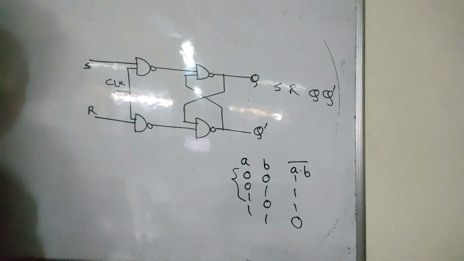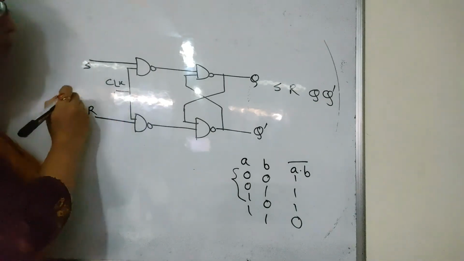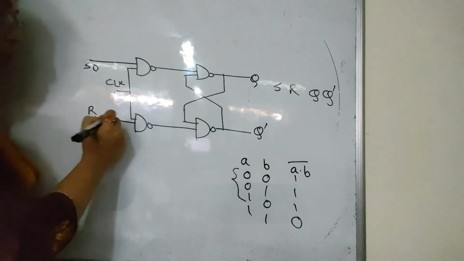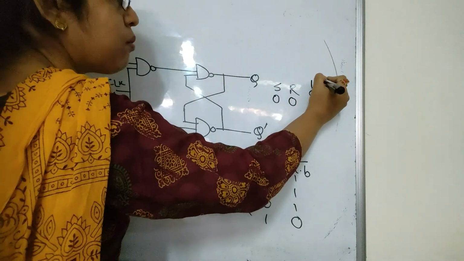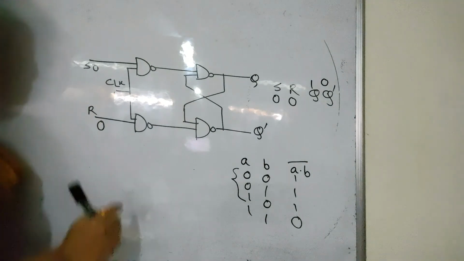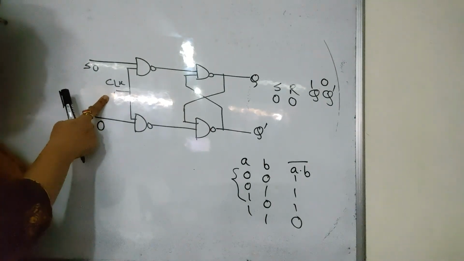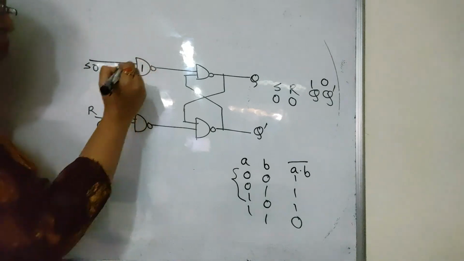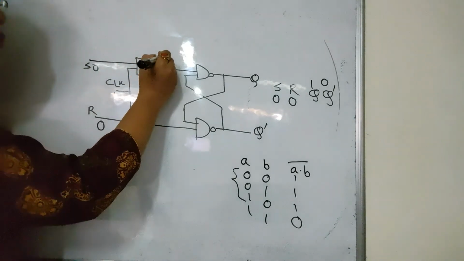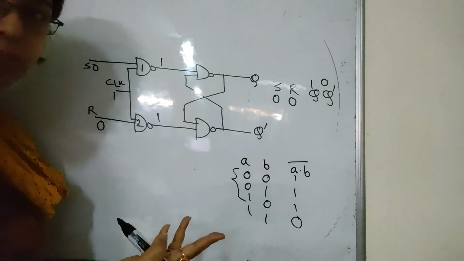Now, clock is 1 for activation purpose. If we give 0, 0, S value 0, R value 0, we are assuming Q as 1, Q dash as 0. So S 0, R 0, clock is 1. So the output of NAND gate number 1 and NAND gate number 2 both will be 1, 1. We are going to consider low inputs first.